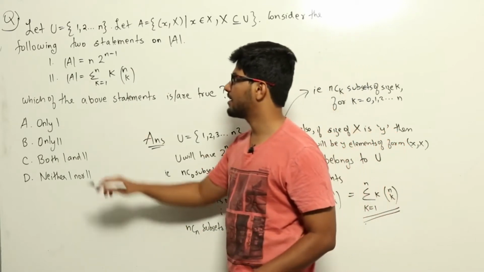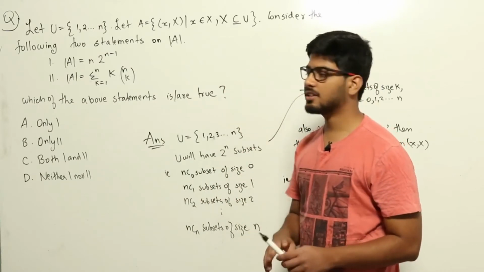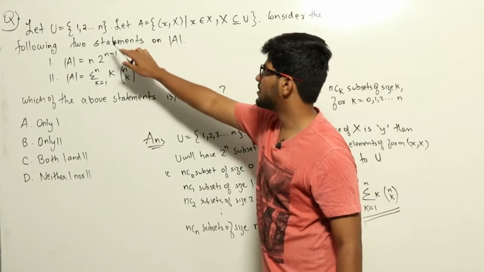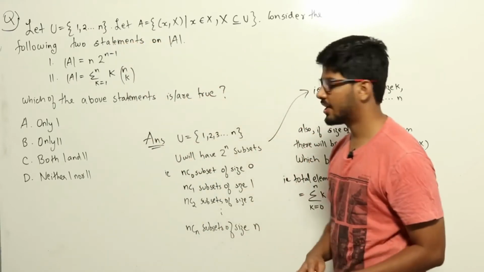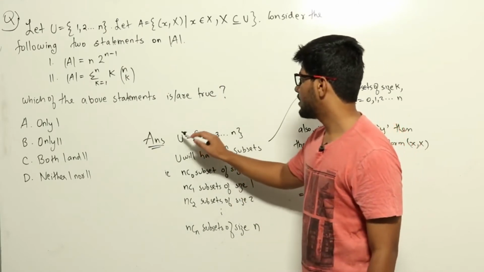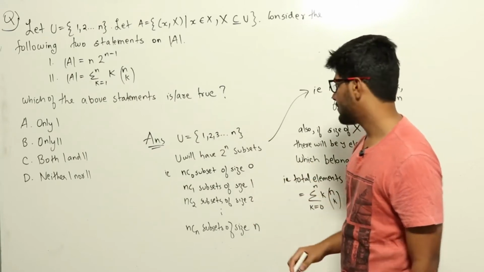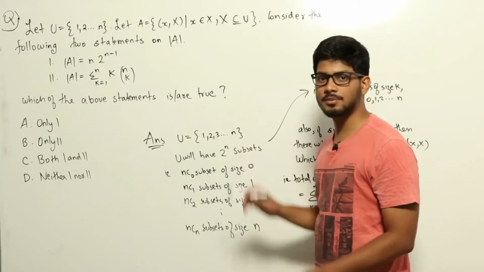4 options are given here. So this is a question from engineering mathematics. First of all, we need to find out how many elements will be there in A if this is U, and then we need to find out which of these statements are true about that. Now it's given that U equals to set of all elements 1, 2, 3 etc. up to n. Now any set of n elements will be having 2 power n subsets.